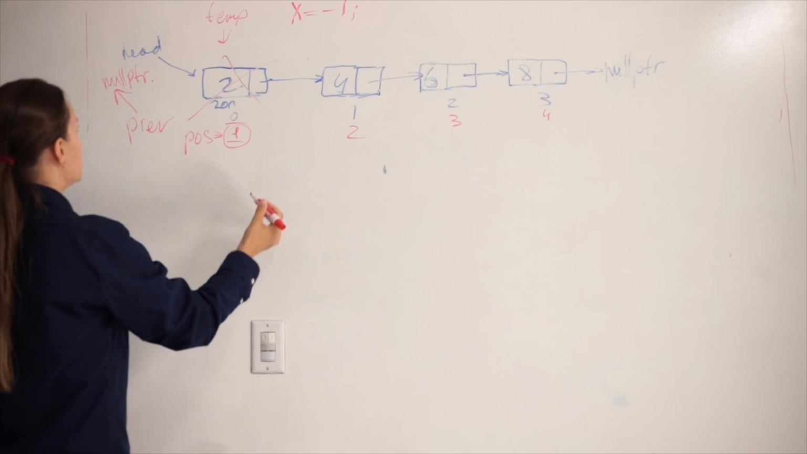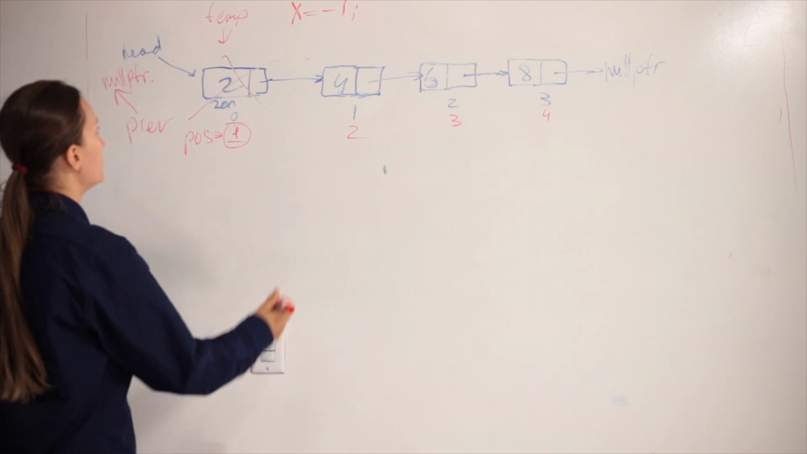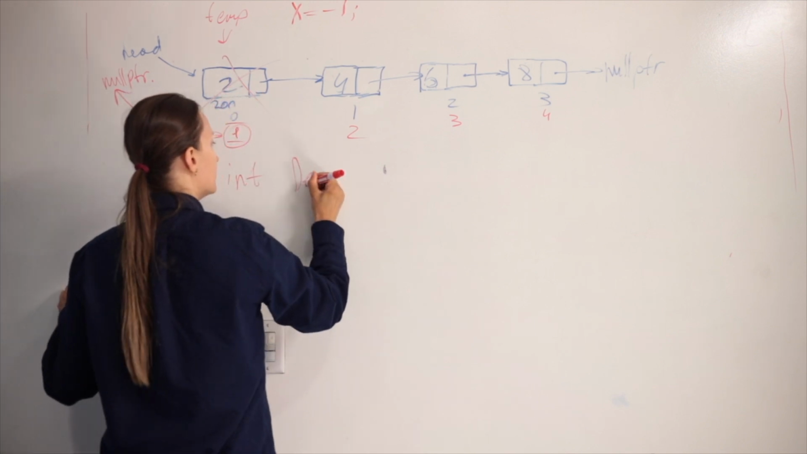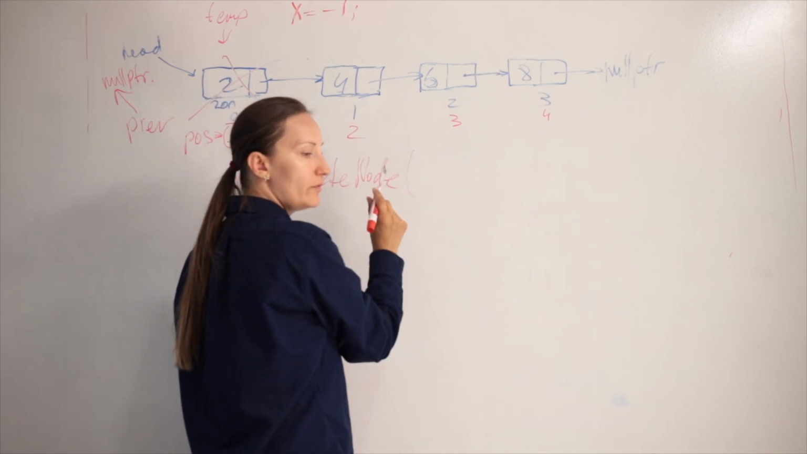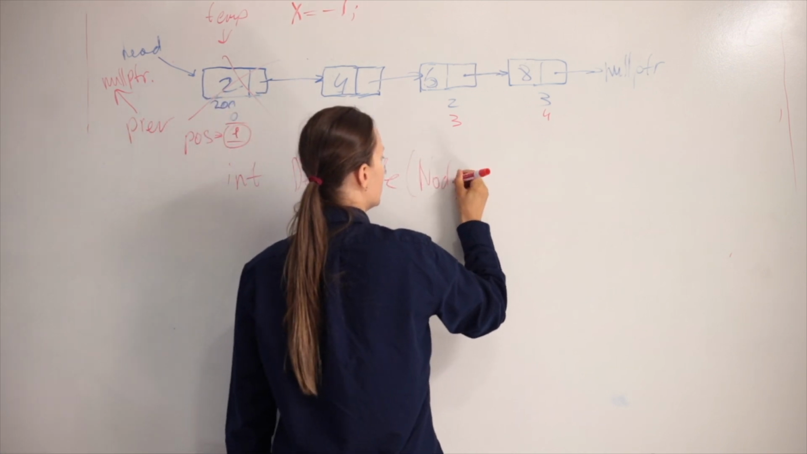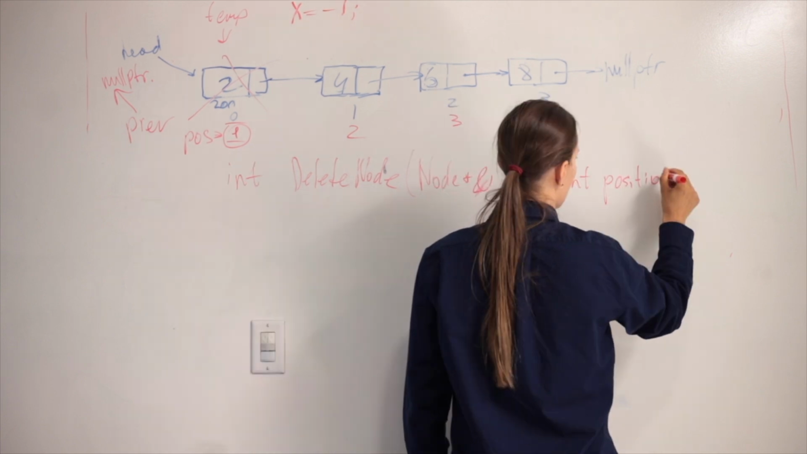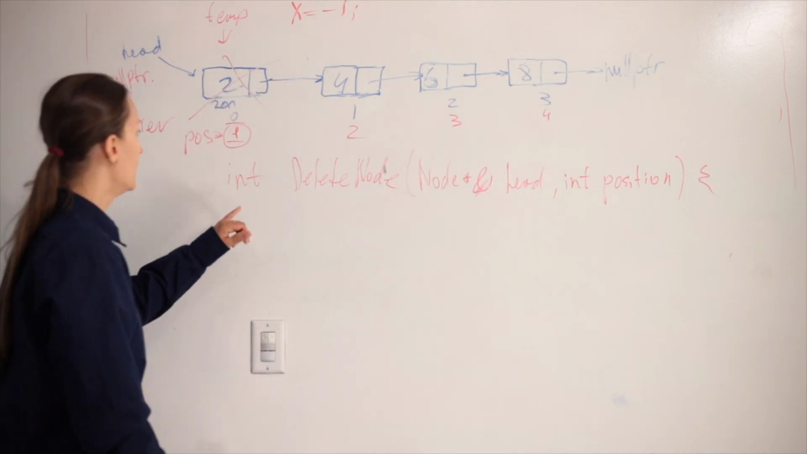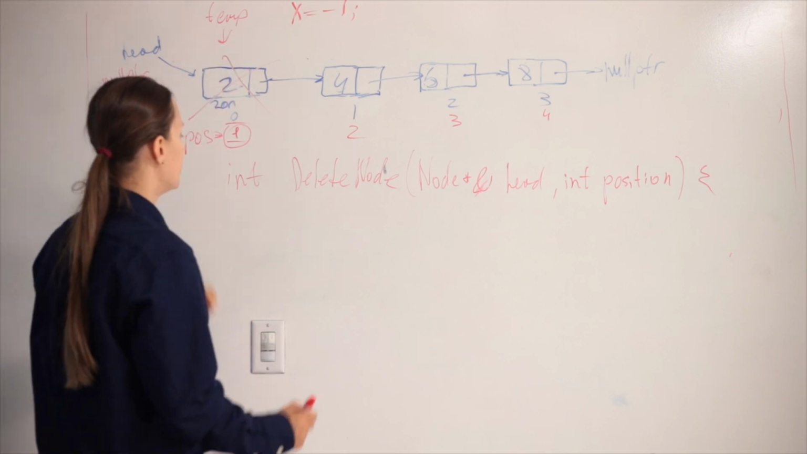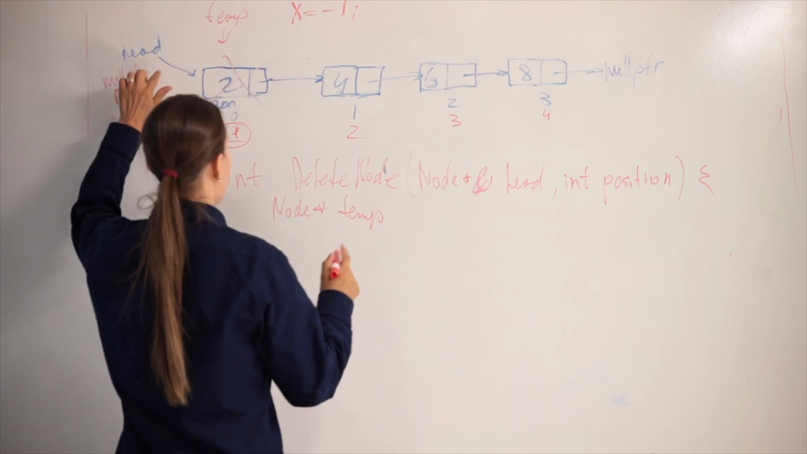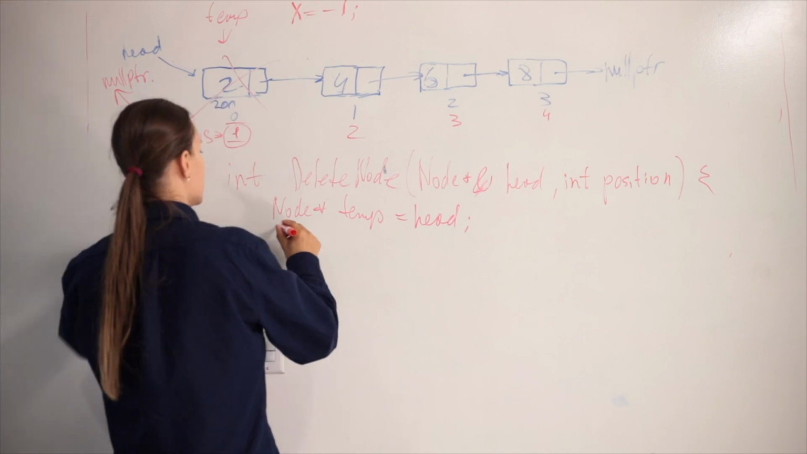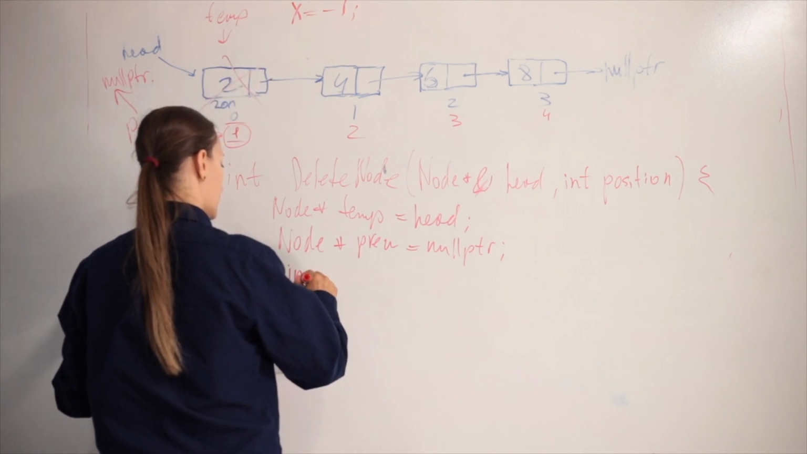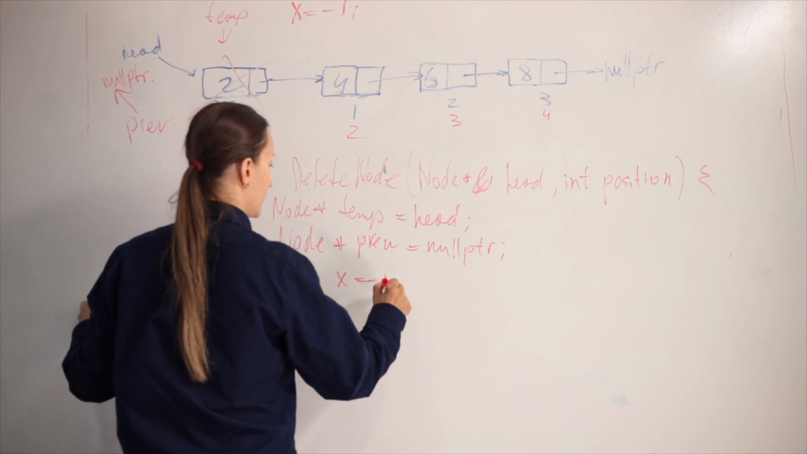Let's discuss the procedure, how to achieve that. Our function will return the data that we are going to delete. It means int deleteNode, and we will receive our head pointer and our position, the node that we are going to delete. At first, let's create two pointers: temp, assign temp with head, and assign the previous pointer to the null pointer. And let's create our variable x with -1.